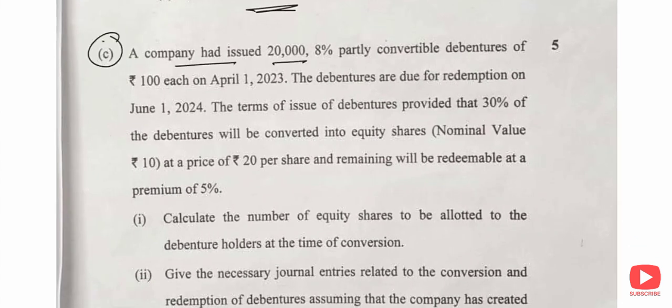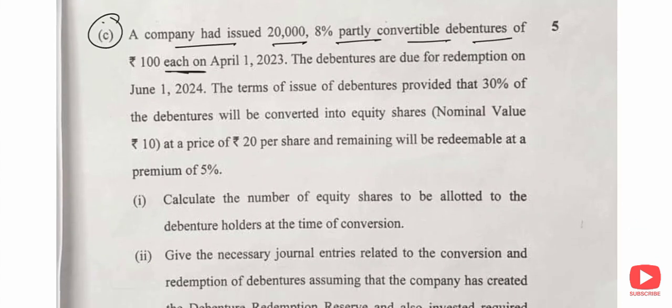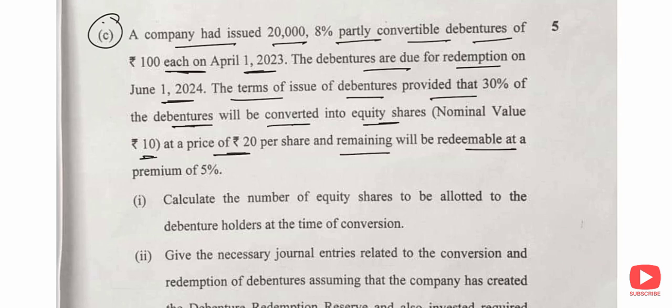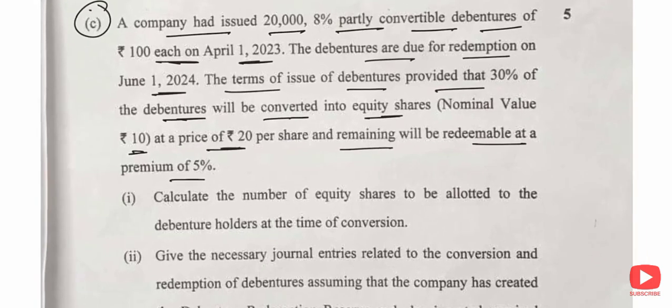A company had issued 20,000 8% convertible debentures of 100 each on 1st April 2023, 8% partly convertible. Debentures are due for redemption on 1st June 2024. Okay, no problem. The terms of issue provide that 30% of the debentures will be converted into equity shares of nominal value 10 at a price of 20 per share, and the remaining will be redeemable at a premium of 5%. So 20,000 debentures into 100 rupees makes 20 lakhs.